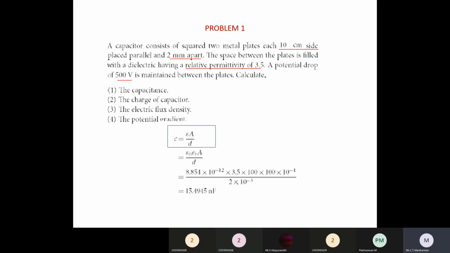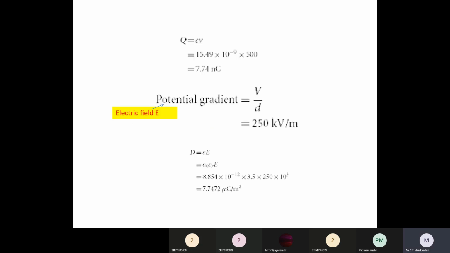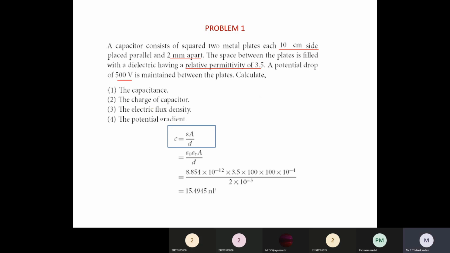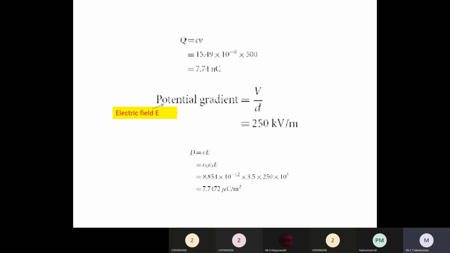Next we can see the charge. Q equals CV. Potential gradient is nothing but the electric field E, so E equals V by d. The next one they have asked is flux density. Flux density D equals epsilon E. So that is the electric flux density.